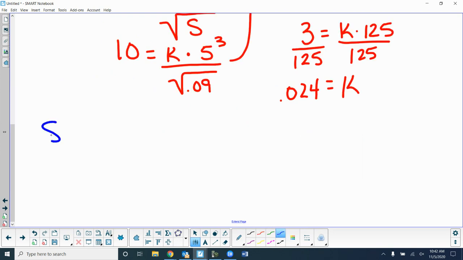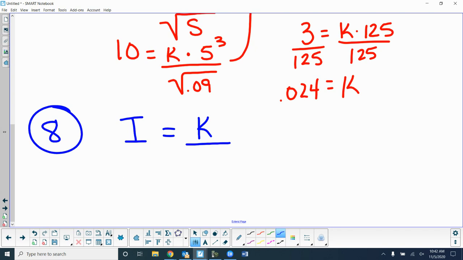All right, number 8. Word problem, the intensity of music is inversely proportional, so I used I equals, varies inversely. So it's K divided by, for inverse, the square of the distance. Some of you forgot to square your distance. Okay? Any questions?